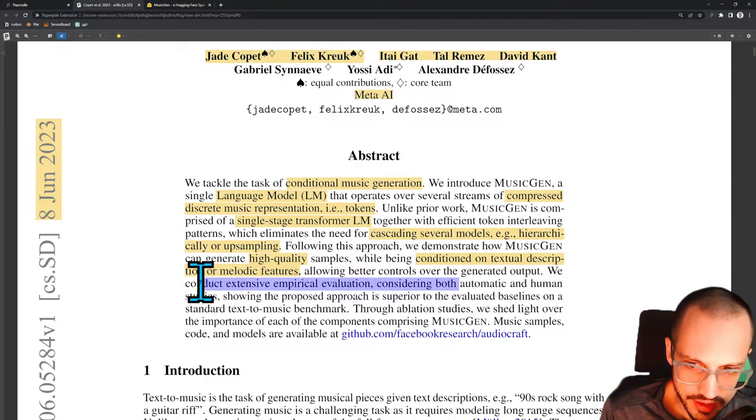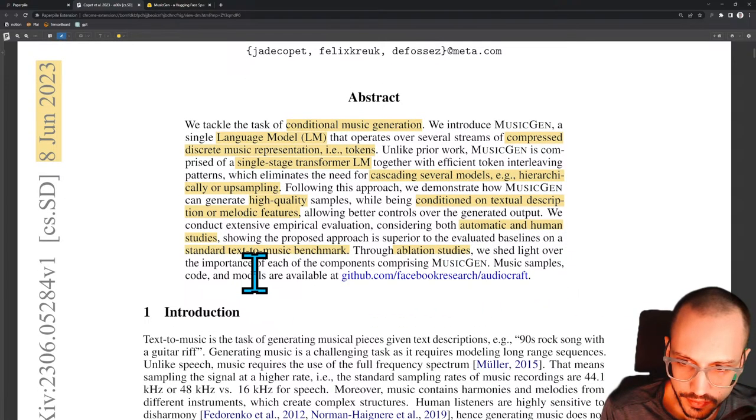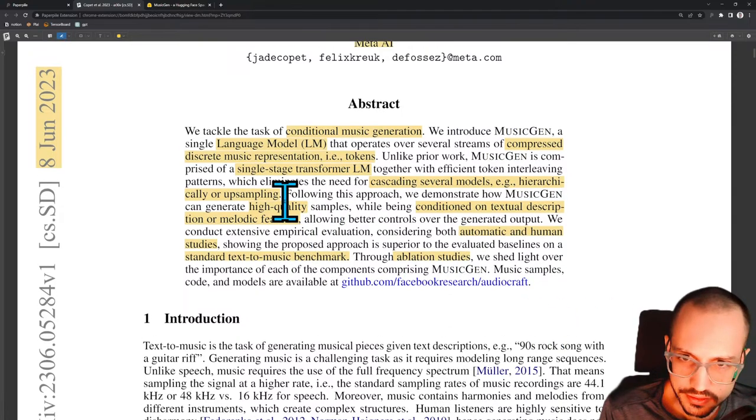Okay, I like this. They're going to be doing human studies, but they're also going to be doing benchmarks. Superior to the evaluated baselines on a standard text-to-music benchmark. They don't name it, so that maybe it's a little sketchy. Through ablation studies, we shed light over the importance of each of the components. Okay, I like ablation studies, so props to that. Music samples, code, and model are available. All right, so far so good.